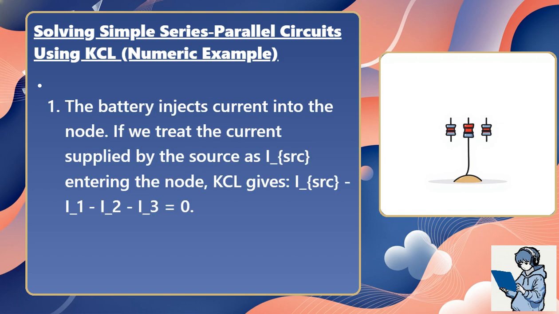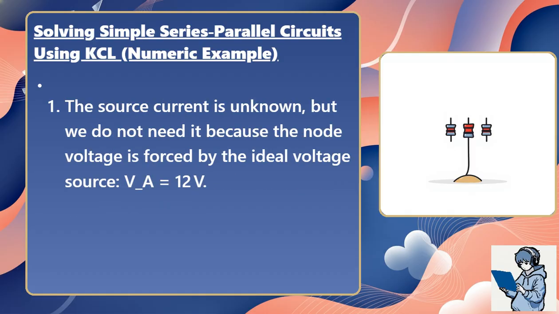Step 3. The battery injects current into the node. If we treat the current supplied by the source as I source entering the node, KCL gives I source minus I1 minus I2 minus I3 equals 0. Step 4. The source current is unknown, but we do not need it because the node voltage is forced by the ideal voltage source. VA equals 12 volts.